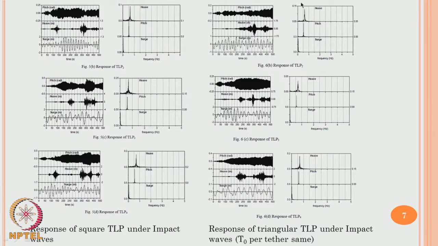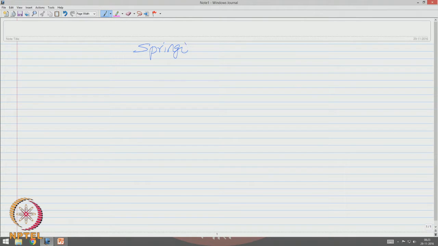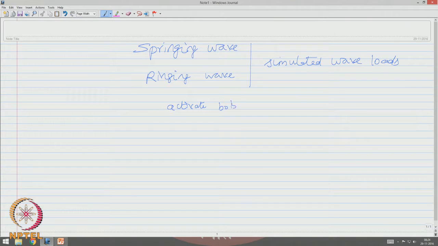We said that springing wave and ringing wave are simulated wave loads which can activate both flexible and stiff degrees of freedom. Let us look at the typical response of one of the equivalent triangular TLPs.